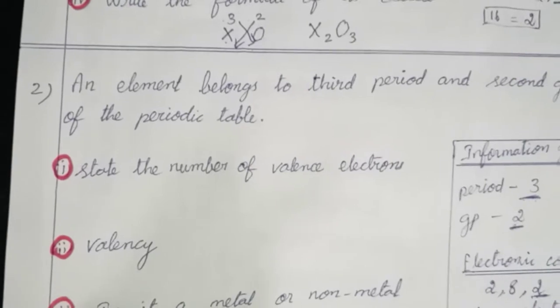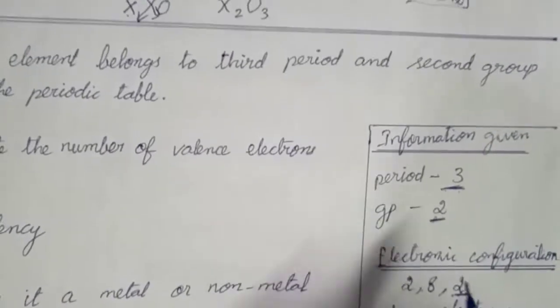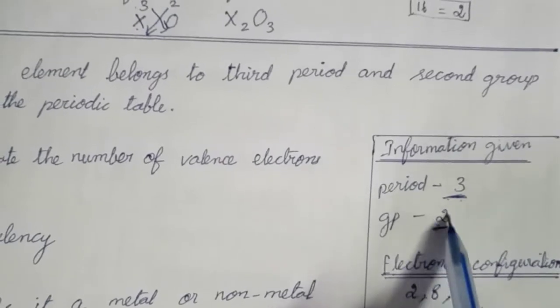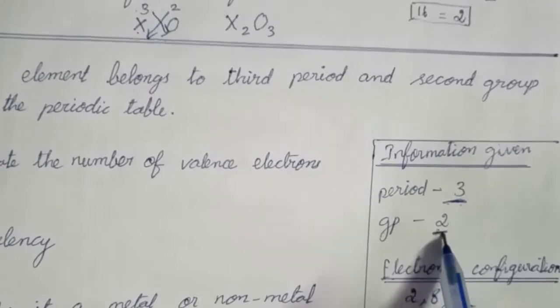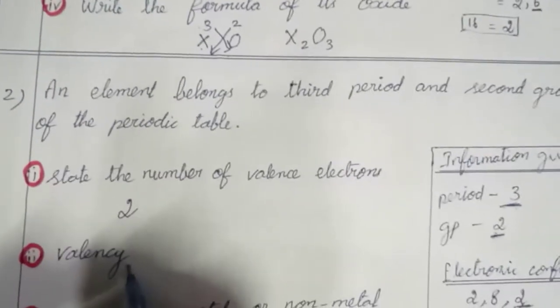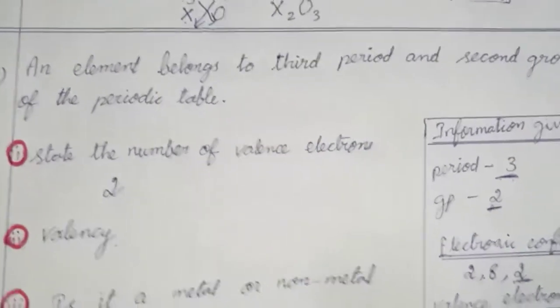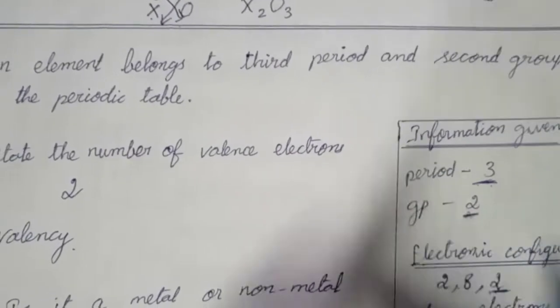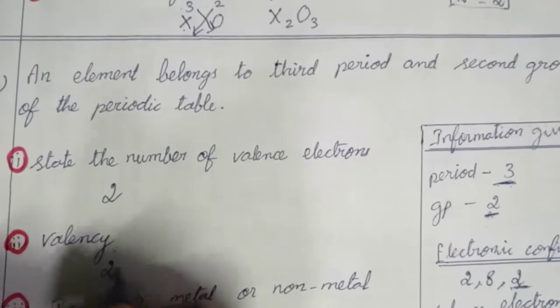Next, state the number of valence electrons. So here, period 3, group 2. The group number indicates the number of valence electrons. Here it is group 2, so valence electrons 2. Valency is the combining capacity. So a group 2 element has valency 2.